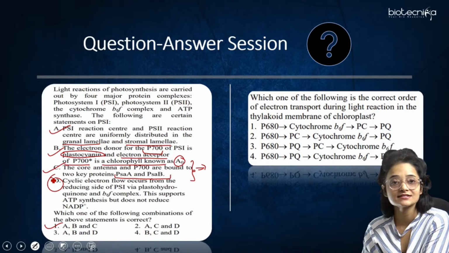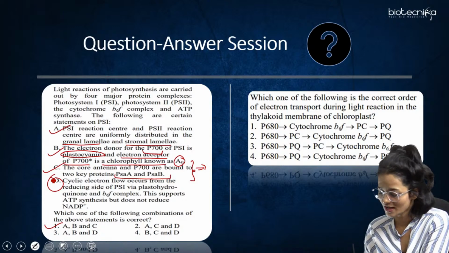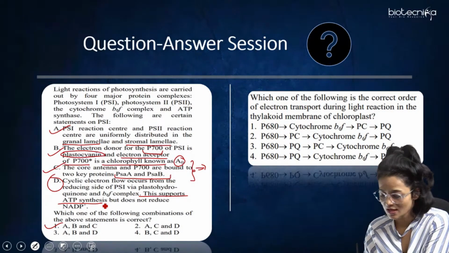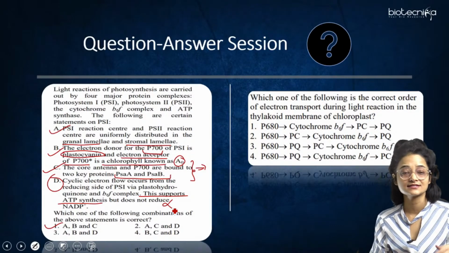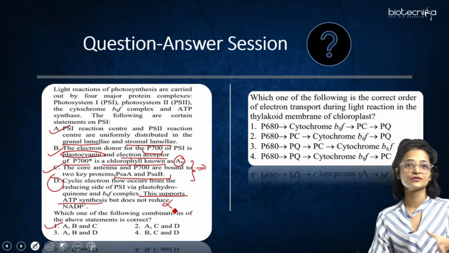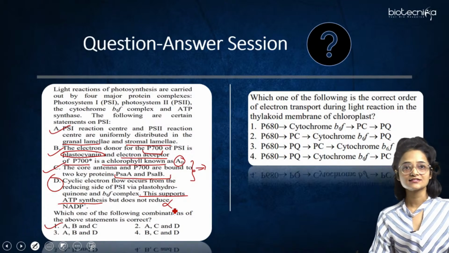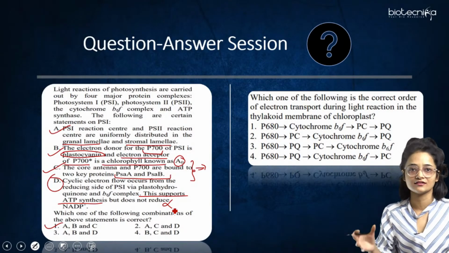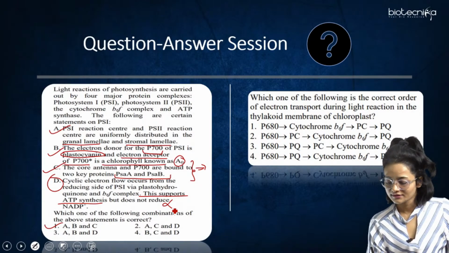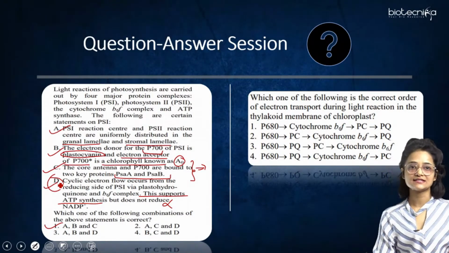Then D statement says that the cyclic electron flow occurs from the reducing side of the PS1 via the plastohydroquinone and B6F complex. This supports the ATP synthesis. So the last part is correct that it supports ATP synthesis but does not reduce the NADP plus. But the earlier part says that the cyclic electron flow occurs from the reducing side of PS1. No, electron flow basically occurs from the oxidizing side, because PS1, when it transfers, it gets oxidized, right? It doesn't get reduced. So this particular statement, statement D, is incorrect.